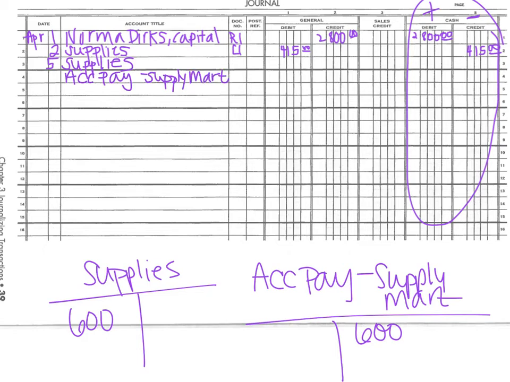We don't need to rewrite the date because this transaction goes together. And then my source document number is M1. So we must have used a memo. So I'm going to write M1 for the source document.